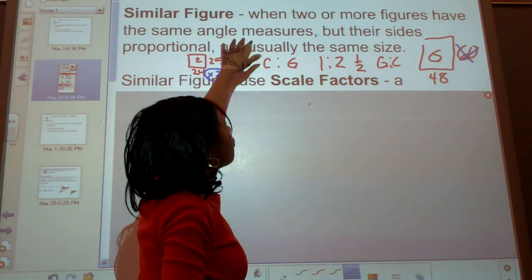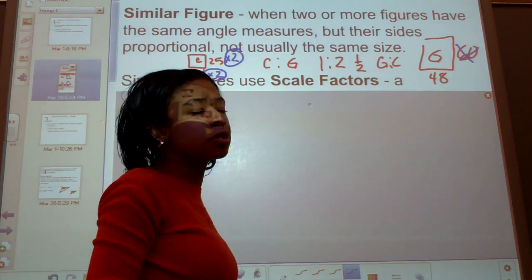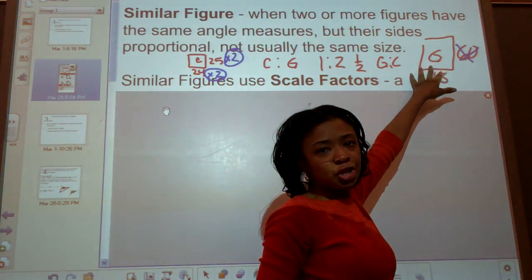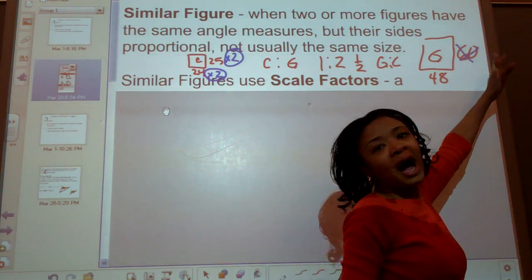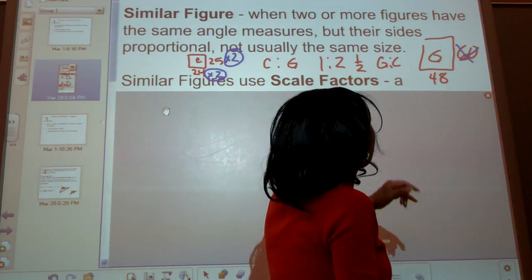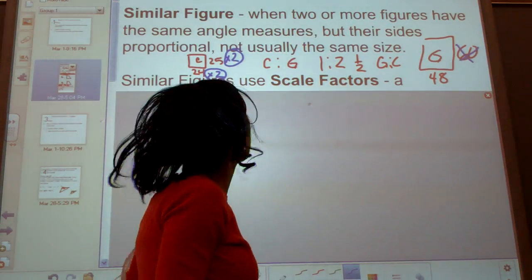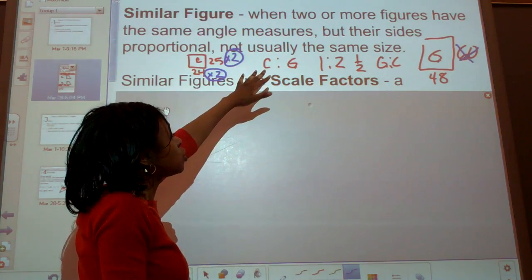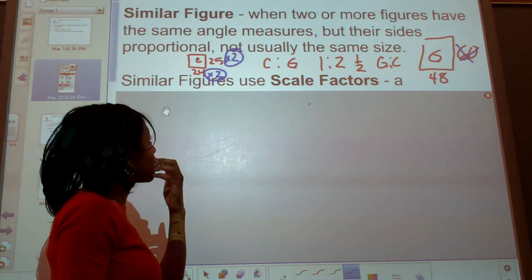Again, similar figures are two or more figures. I could do my classroom, the gym, and then the school might be 5 times larger than the classroom, and it might be several times larger than the gym. Similar figures are two or more figures that have the same angle measures, but their sides are proportional.